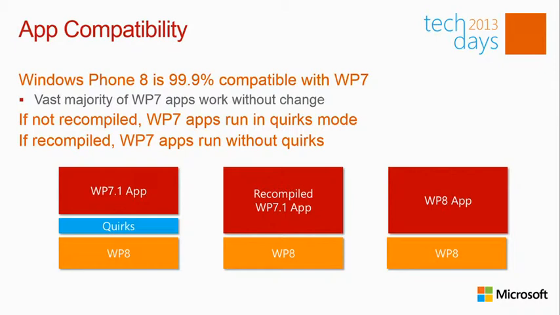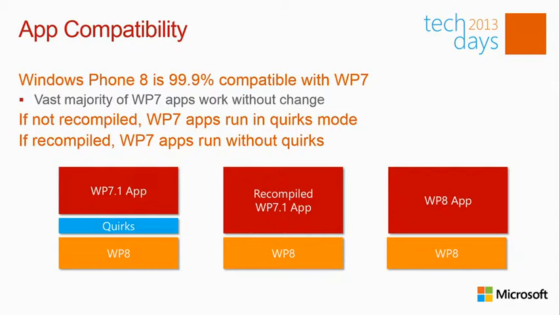If you recompile that Windows Phone 7 app, however, so that it is now a Windows Phone 8 app, a Windows Phone 8 binary, then it will run against the Windows Phone 8 operating system without that Quirks mode runtime. And obviously, if you create a new Windows Phone 8 app from scratch, compile it as a Windows Phone 8 app, it will run without the Quirks mode runtime as well.